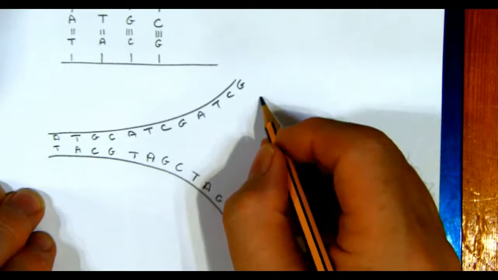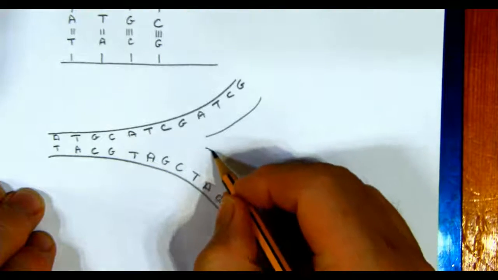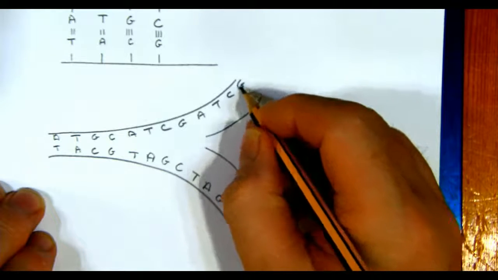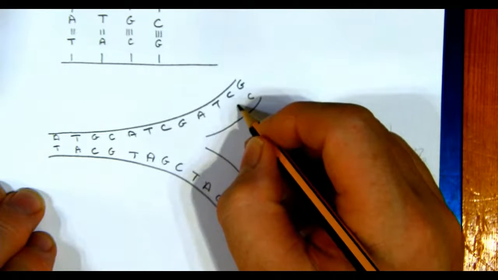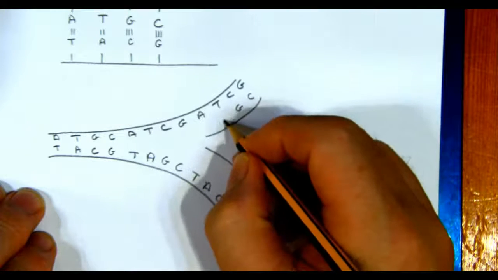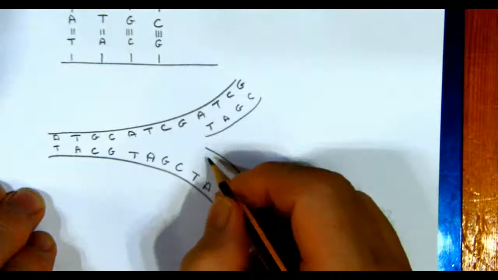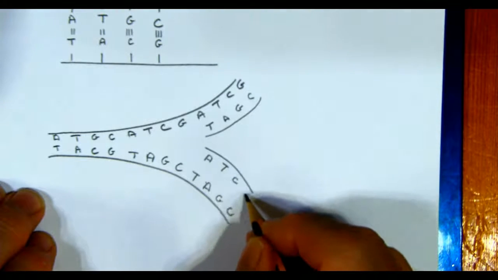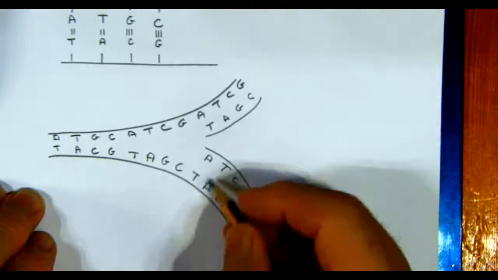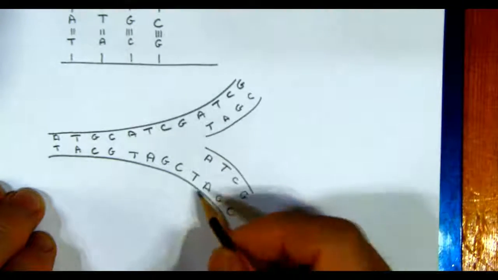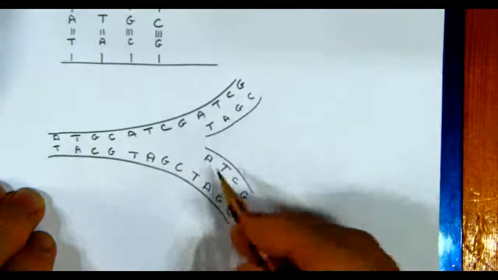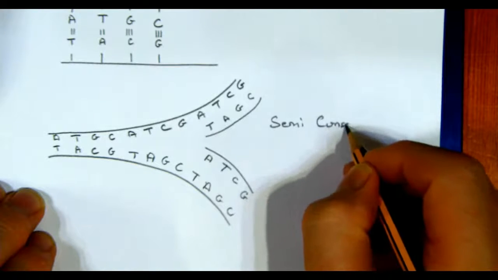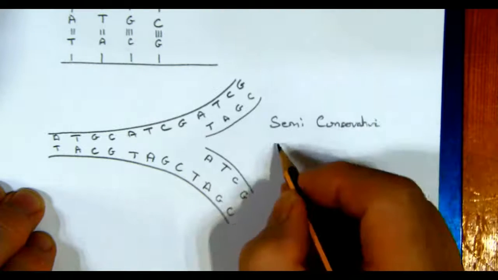When the DNA is remade here, then this is going to produce a C with that one, this is going to produce a G with this one, an A with this one, and a T. This one's going to produce an A with a T, with a C, with a G. And we've got 2 identical chains forming here. This is semiconservative replication.